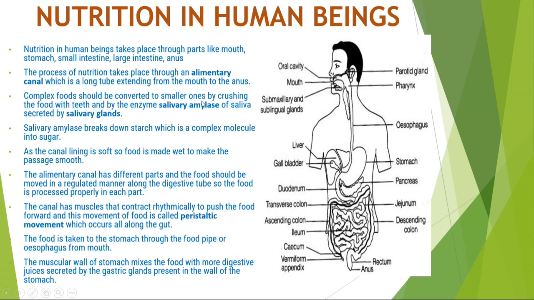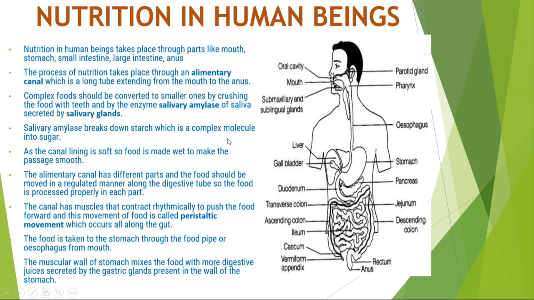Now complex foods should be converted to smaller ones by crushing the food with teeth. In our mouth we have teeth, and they help us break all the food we are eating. It also gets mixed with the enzyme salivary amylase, or saliva, secreted by salivary glands. When we crush the food with our teeth, these food particles are mixed with salivary amylase.